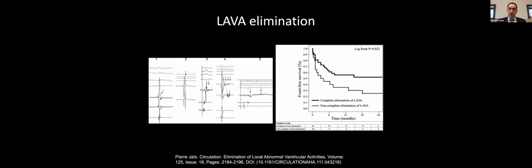And so this is a little more of a targeted way to address the VT substrate. And among the patients, they tried to eliminate LAVA in all of these patients. And when they were successful in entirely abolishing LAVA, the long-term VT recurrence was less than if they could not eliminate all of the LAVA. And this is a mix of ischemics and non-ischemics.